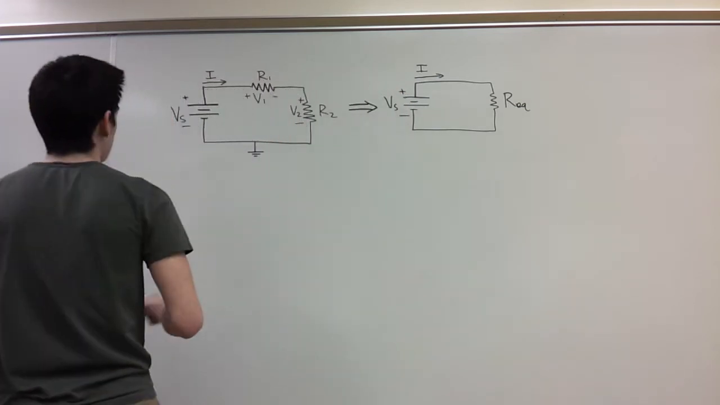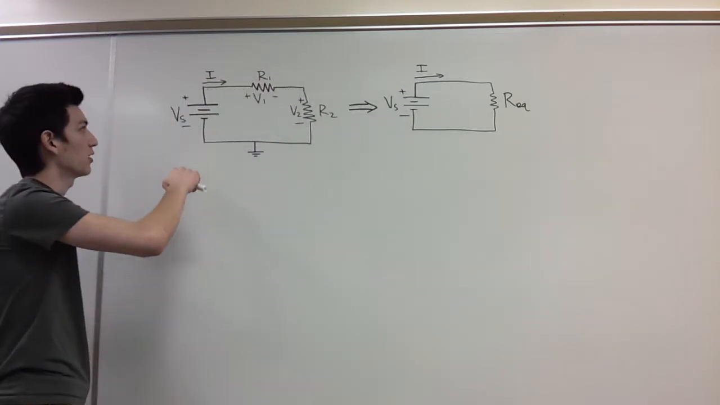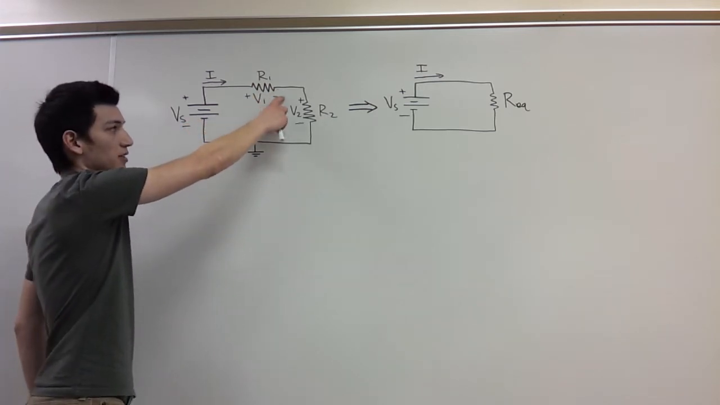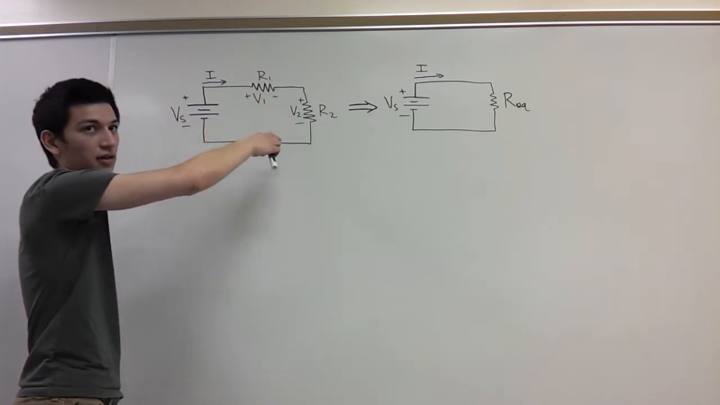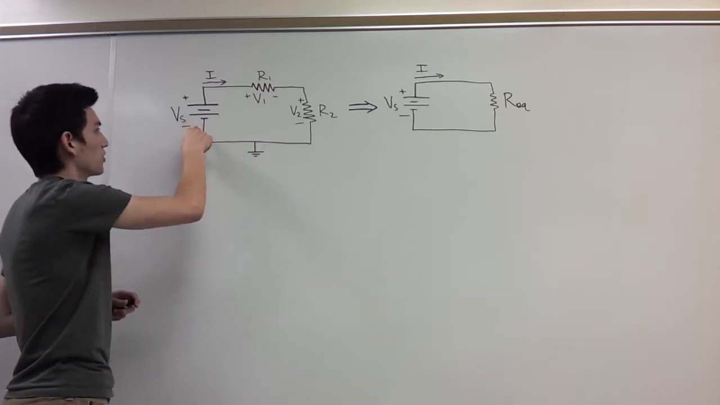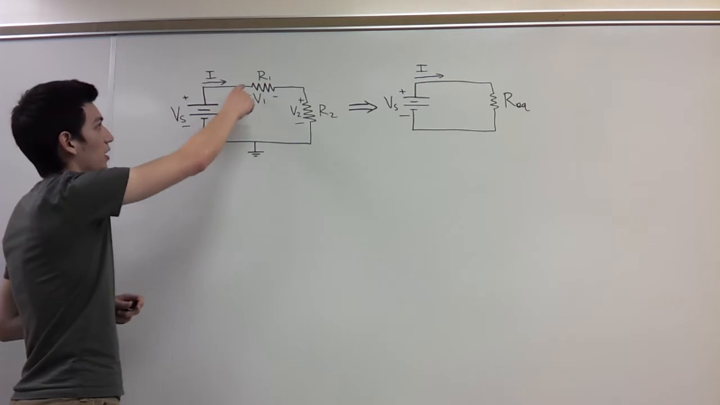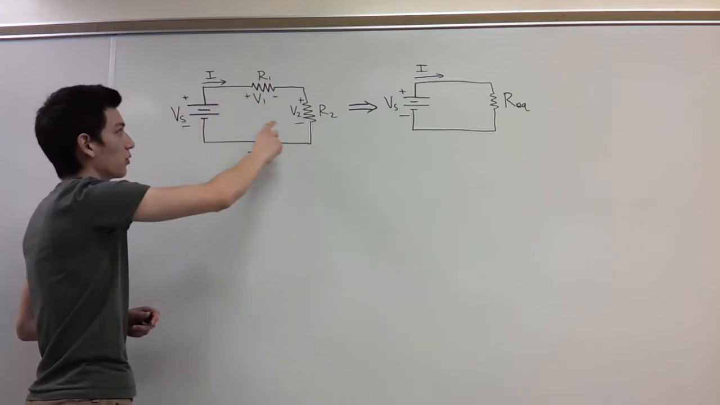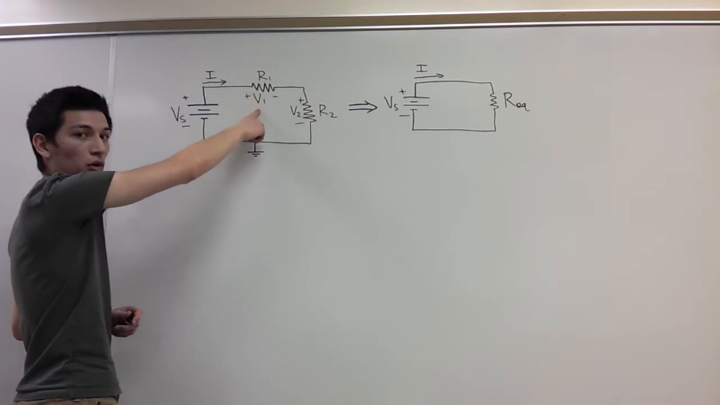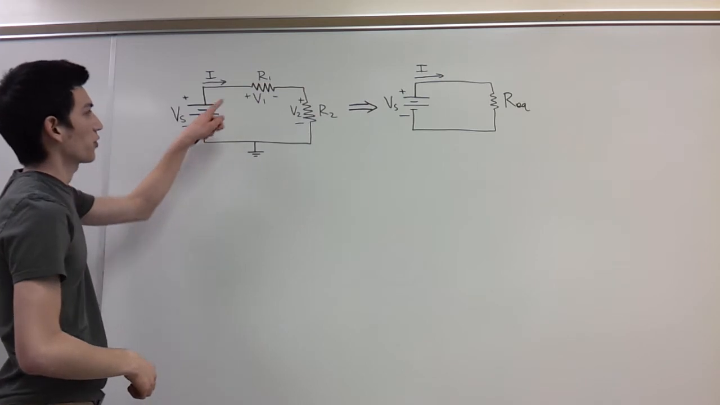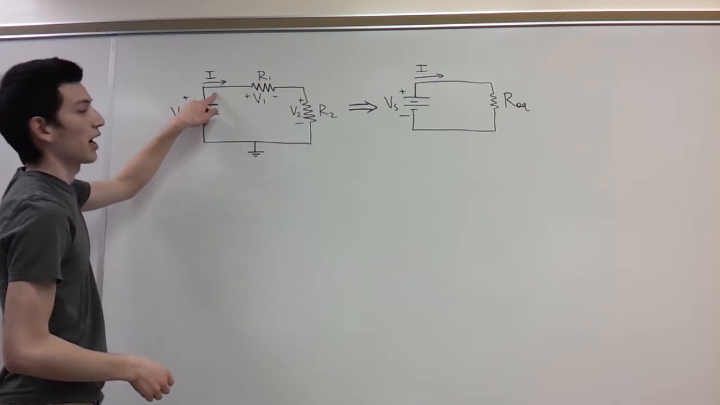Shown behind me is a simple series DC circuit where we have a voltage source in series with a resistor and another resistor. So our voltage source is labeled as Vs, our first resistor labeled as R1, and our second resistor labeled as R2, with the voltage across R1 being V1 and the voltage across R2 being V2. And the current going through the entire circuit is I.